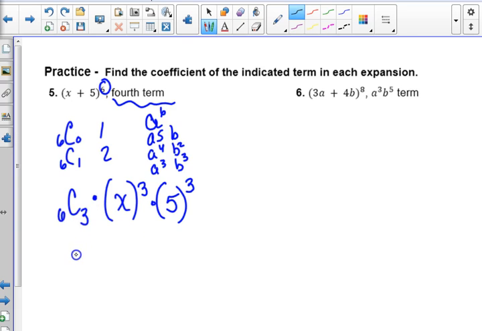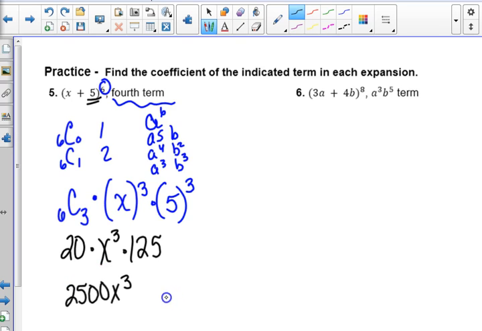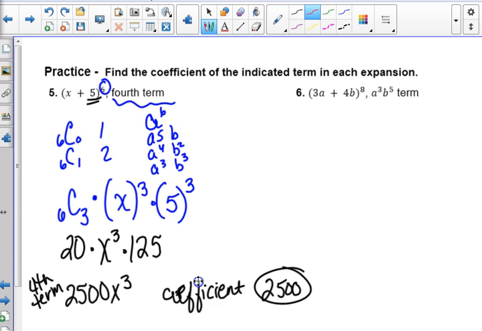All right, so on your calculator, 6C3. I'm thinking it's 20 because it was on the last example, right? And then we have an x to the 3rd, and this guy is a 125. Too many people would just say the answer is 20. But you have to remember that B wasn't B, it was a 5, so you have to figure that all out. 2,500 maybe? Okay, so this is the fourth term, and the coefficient is what? Is just the 2,500.